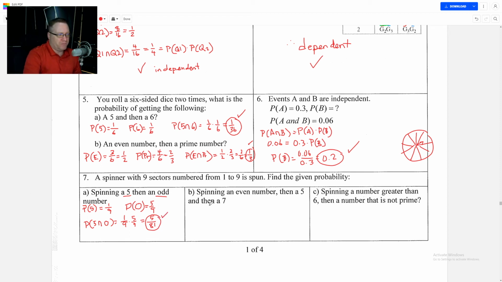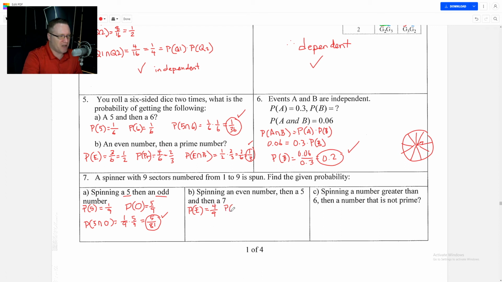What is the probability of spinning an even number? So I'm going to write probability of even. Well, how many even numbers are there? 2, 4, 6, 8. So there's 4 numbers. And there's 9 total, so it's 4 over 9.